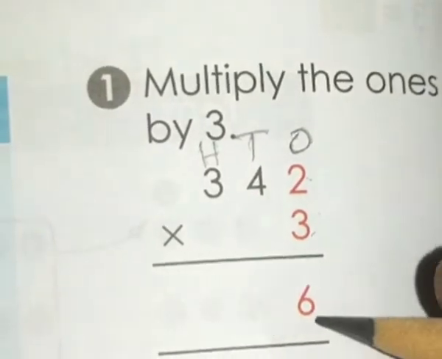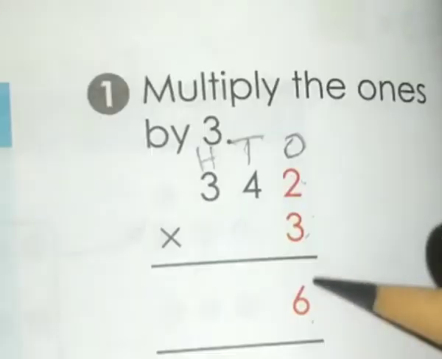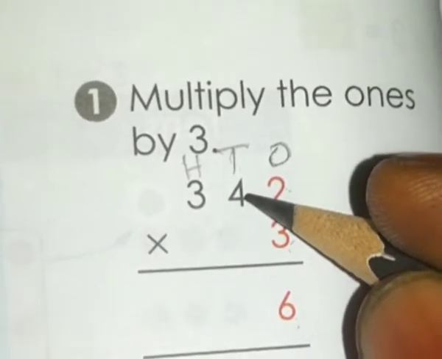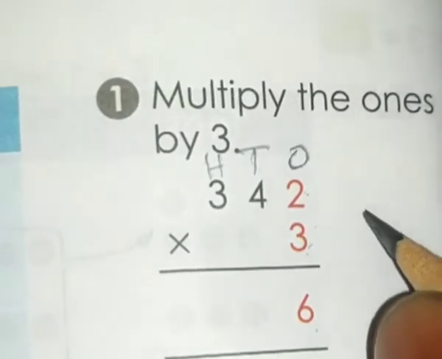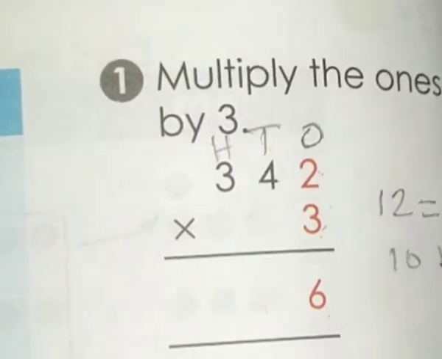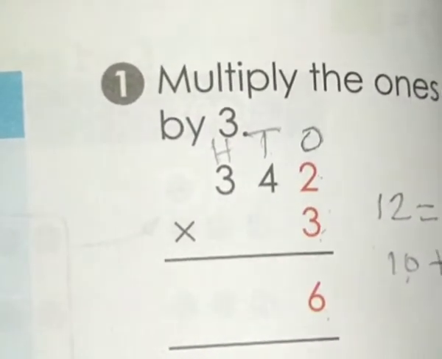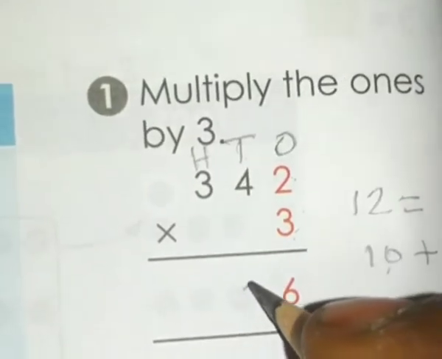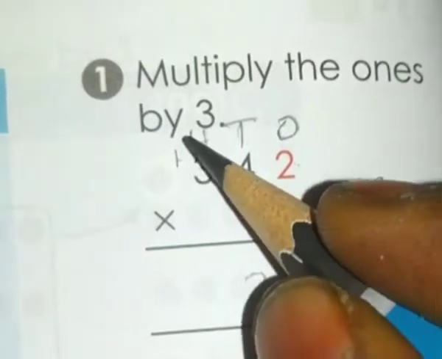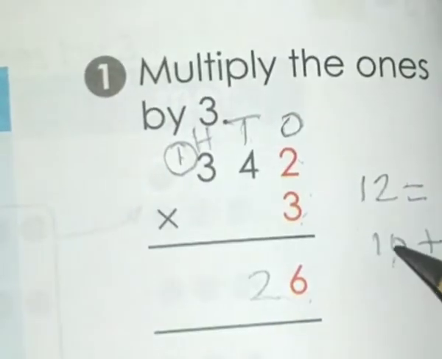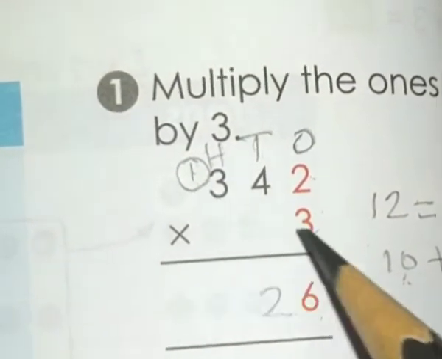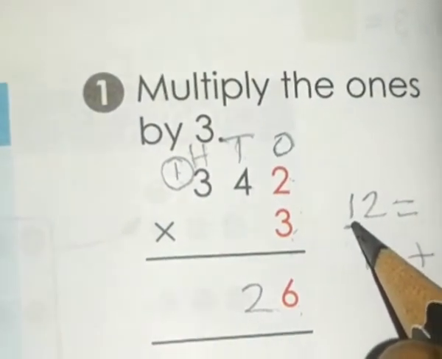3 twos are 6. Now go to tens place. 3 fours are 12. So 12 will be split up into 10 plus 2, 10 tens plus 2 tens. 2 tens come under tens place, and 10 tens will be carried over to hundreds place as 1. 10 tens are equal to 100, so it will be carried over to hundreds place.